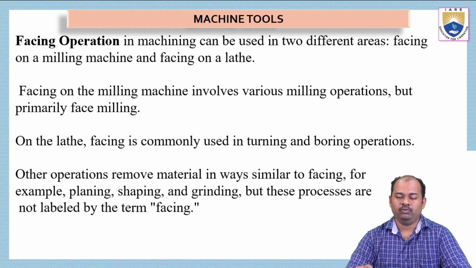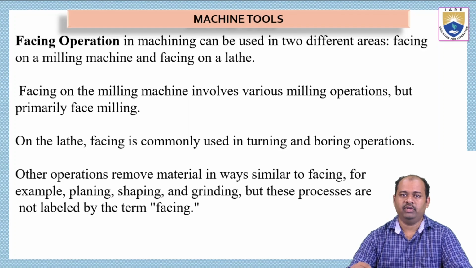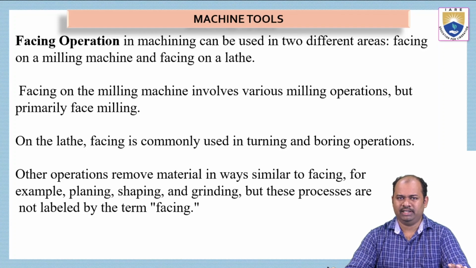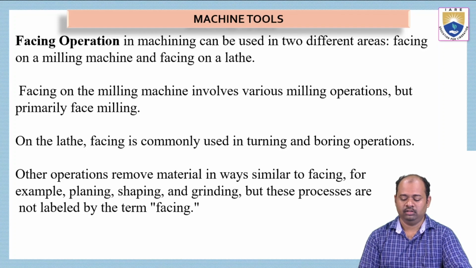So we have to understand that the facing operation can be performed on multiple machines, but on the lathe machine, it is done in a different way. Facing can be done very easily on a lathe machine, whereas on other machines like milling it is tougher, though not that much tougher. If we compare the two, facing is very easy on the lathe machine. We have to remember the terminology: facing, lathe machine, milling machine.